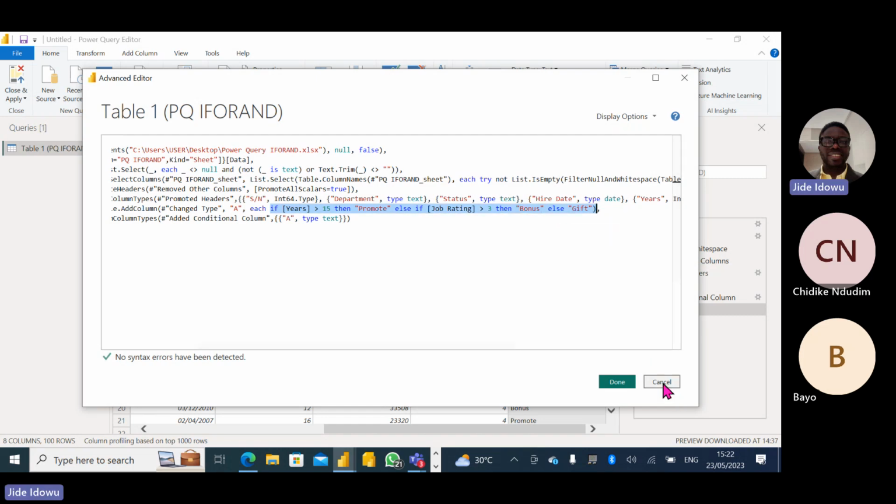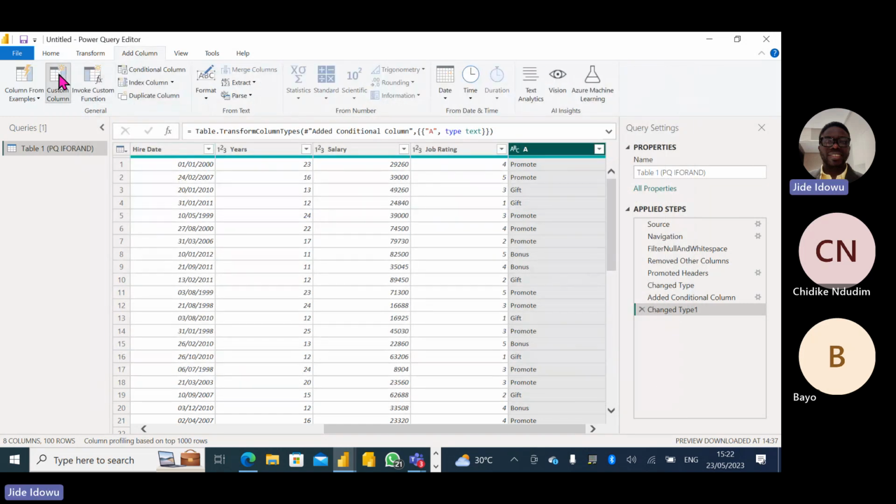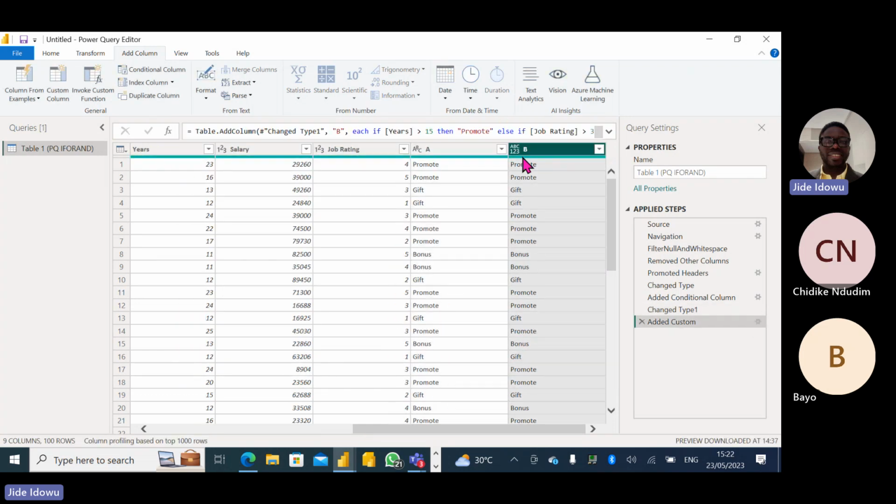If I copy this and go to Add Column, let's put it as a custom column. Let me press Control V. I will adjust this a bit. Now let's say this is B, and I remove this bracket. This is: if the year column is greater than 15, then promote. Else, if job rating is greater than 3, then bonus. Else, this is the or scenario. This is not and. So if I still say okay, for instance, after Control A and Control C, we'll still get the same thing.